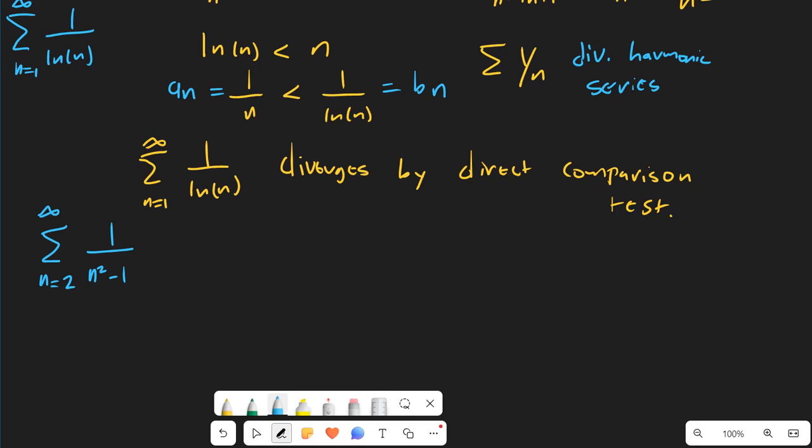Now, for this one, I could probably say, for example, that definitely n squared minus 1 is less than or equal to, let's say, n squared. But let's say that we just get rid of this, right? When we rearrange this, 1 over n squared is less than 1 over n squared minus 1. But technically that's not what we're trying to show, because this doesn't work. So we see that the direct comparison test doesn't work.